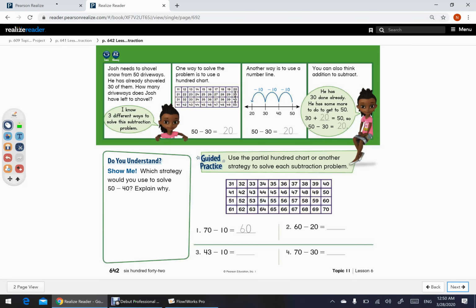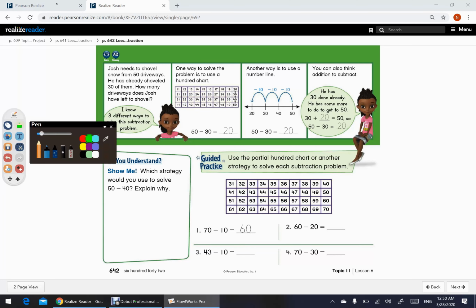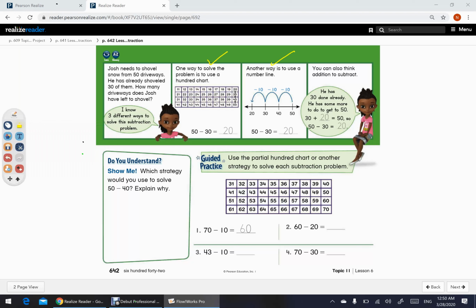So now let's move to our next page, 642. Use the partial hundred chart or another strategy to solve each subtraction problem. And you can see here they have given you a 100 chart. You can use this or you can use any other strategies. As you can see up here, they have used a 100 chart, they have used an open number line, and they have also used think addition to subtract.